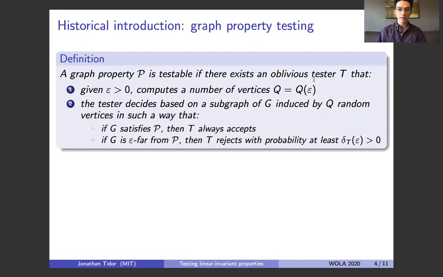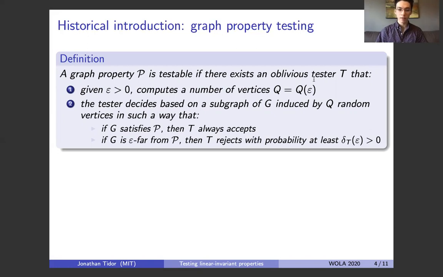The tester looks at the subgraph and then decides whether or not it thinks that the original graph has this property. And it has to meet the following guarantees. If the graph satisfies the property, then the tester always has to accept. While if the graph is epsilon far from the property, then the tester has to reject with some positive probability delta that can depend on epsilon and is greater than 0. So we can see that the Ruzsa-Szemerédi test from the last slide does fit in this framework. In fact, the number of vertices Q it computes is always equal to 3, independent of epsilon.